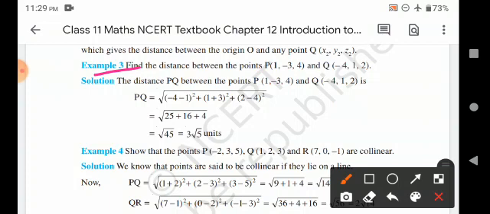It is (minus 4 minus 1) the whole square plus (1 minus of minus 3, that is plus 3) the whole square, plus (2 minus 4) the whole square. That gives square root of minus 5 square will be 25, 4 square will be 16, and 2 minus 4 is minus 2, their square will be 4. Therefore, the sum of these three is equal to square root of 45 or 3 root 5. This is the distance between the two line joining points.